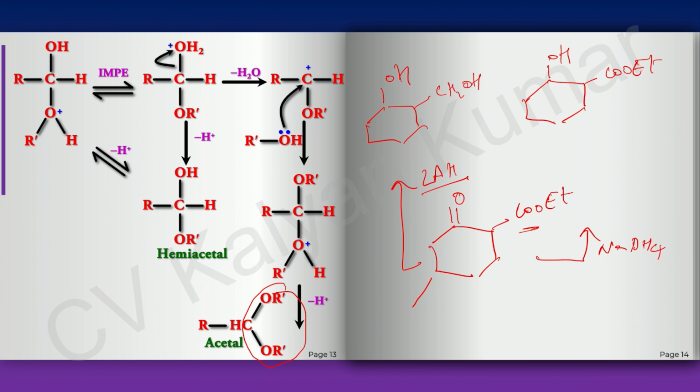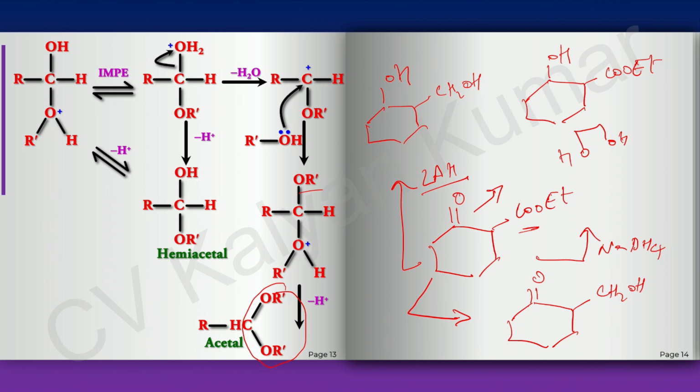But tell me, is there a way that I don't reduce the ketone, but reduce the ester? And the answer is, there is no such reagent that can do this. So what we have to do is follow a sequence of steps. First, you convert this into a ketal. You put two molecules of alcohol, or you can even use a diol, you can use ethylene glycol.